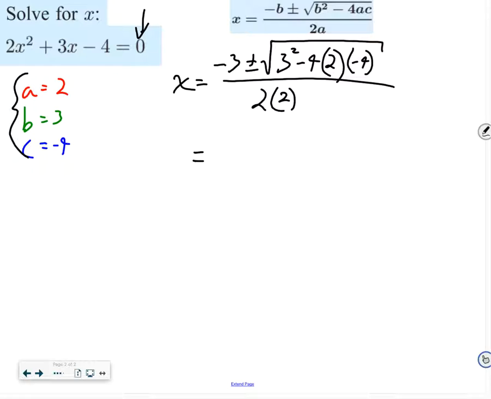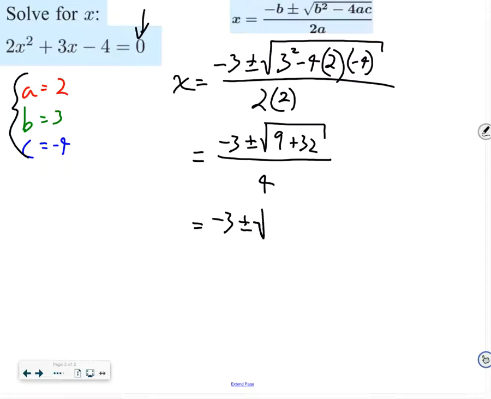2. So simplifying, negative 3 plus or minus the square root of 3 squared, which is 9. Negative 4 times 2 is negative 8, times negative 4 again is going to be plus 32, over 4. Okay, so negative 3 plus or minus the square root of 9 plus 32, which is 41, divided by 4. 41 doesn't simplify anymore, so I can leave it as that.